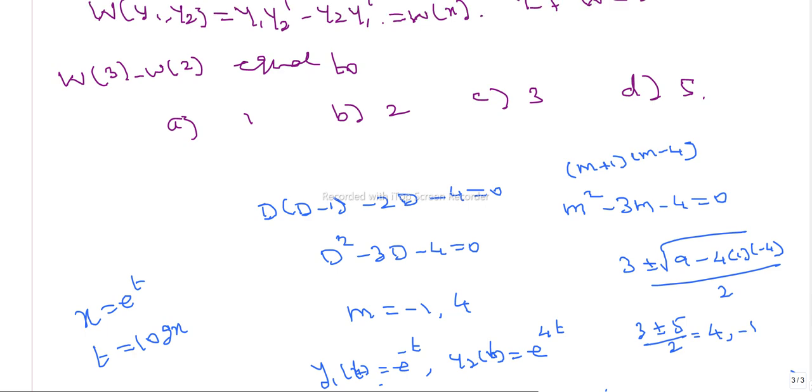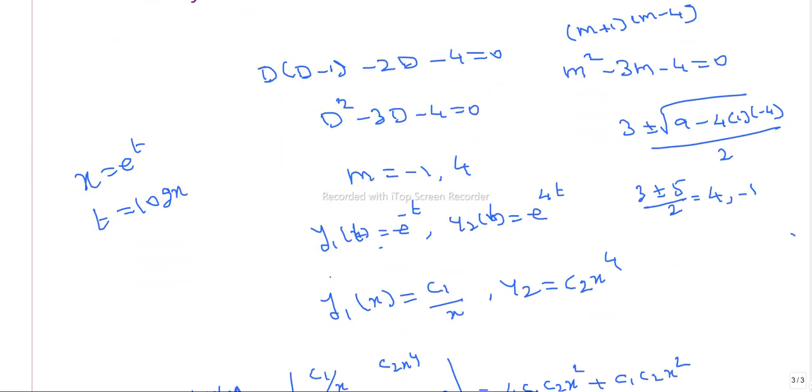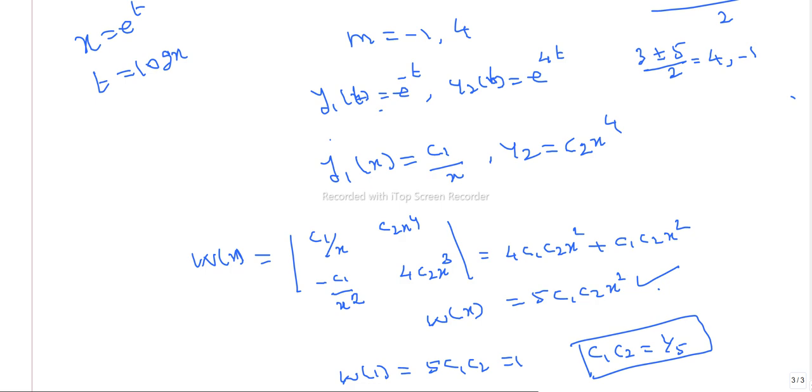So we use the initial condition. Because it's an initial value problem, it gives some initial value, w of 1 equal to 1. Therefore you have to find the constant value c1 c2. Okay, this is the one problem.